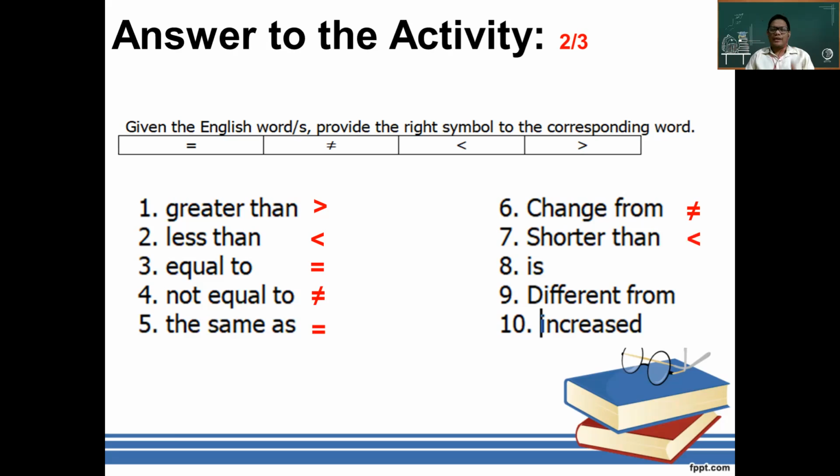Okay, if you encounter number 8, the word is, what does the word is mean? Yes, it means equal. Remember, the word is means equal in our lesson. Number 9, different from. When you say different from, it is not the same as. It changed already. It is different from the original. It means, of course, it is unequal.